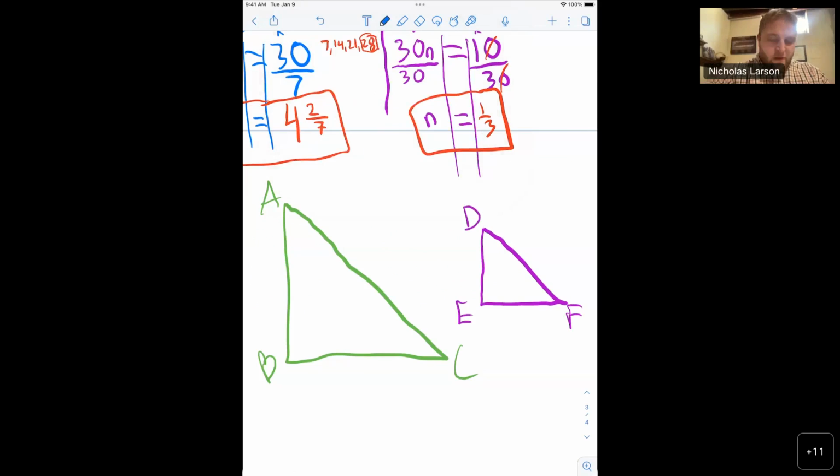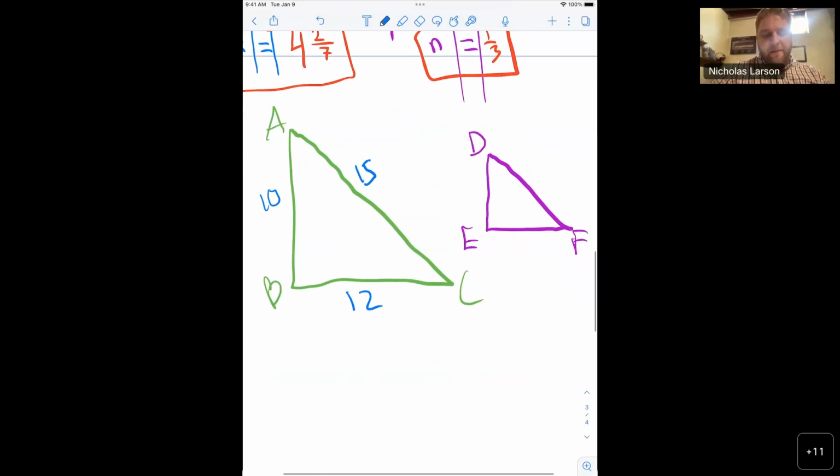So in this example, let's say that AB is 10, BC is 12, and AC is 15. On my smaller triangle, my purple triangle, I'm going to say that this is going to be, let's see here, divided by 3.